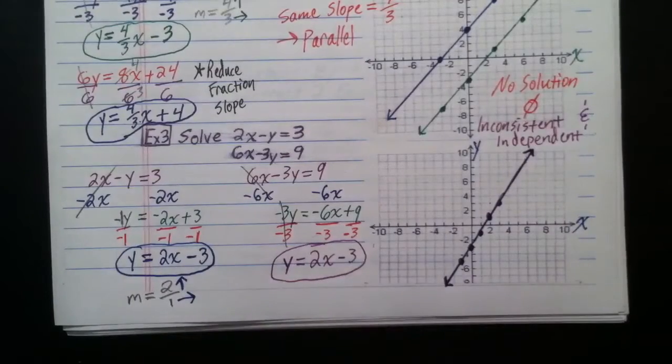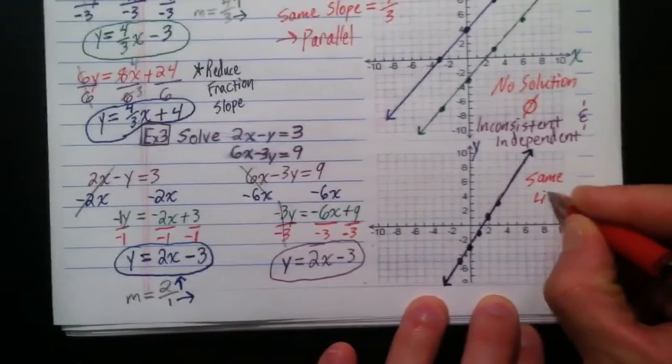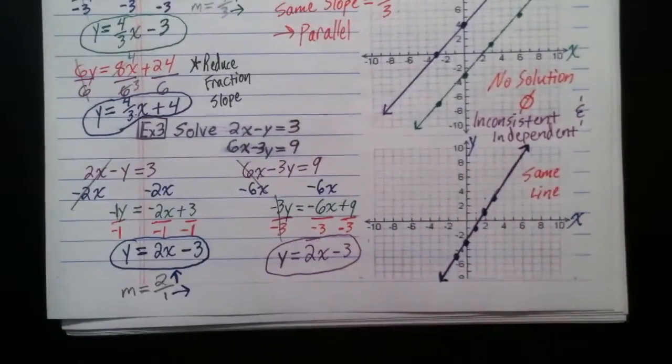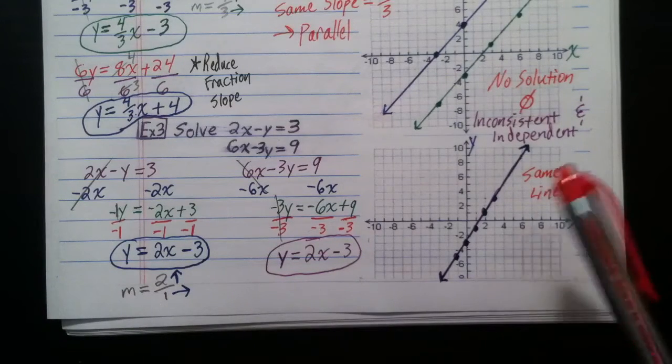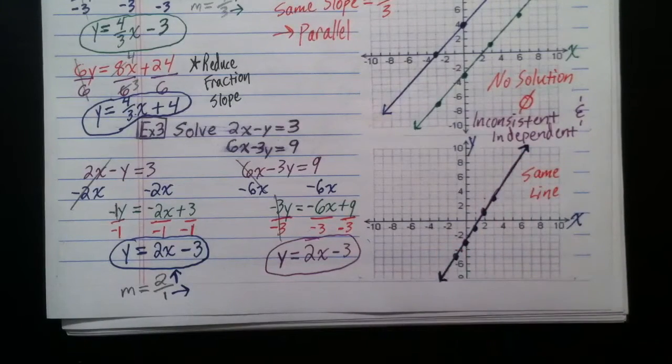So what does this mean as far as our solution? Well, let's talk about that. First of all, we have the same line. And remember, our solution is going to be where these two lines cross each other. Well, these two lines cross each other everywhere on the line. Every single ordered pair, every point on this line is technically going to be considered a solution.